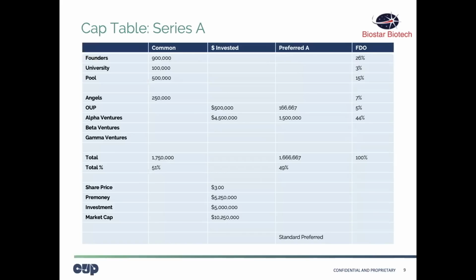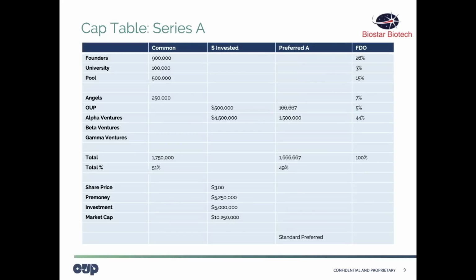$5 million was invested in the Series A at a $3 share price, and OUP exercised its 10% participation right, putting in $500,000, and you can see the preferred A shares purchased by OUP and the preferred A shares purchased by Alpha. So the total number of preferred shares is about 49% of the total outstanding shares of the company. And you can see the fully diluted ownership on the far right.